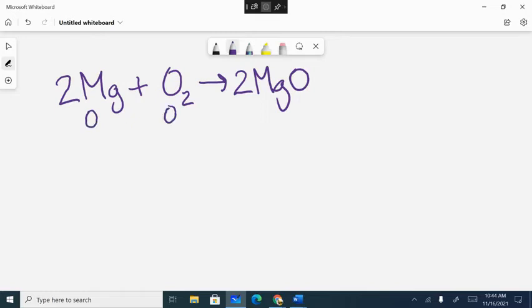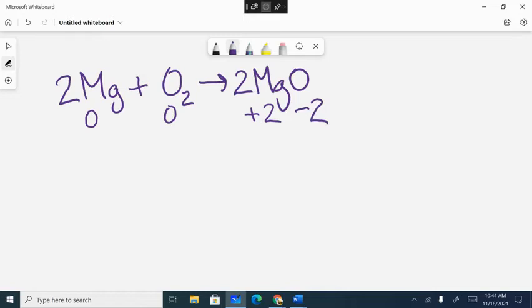Then we go to the other side. This is an ionic compound, meaning that there's a positive charge in the front, a cation, and a negative charge in the back, an anion. Magnesium is an alkali earth metal, so it always has a charge of plus 2. Oxygen has a charge of minus 2.